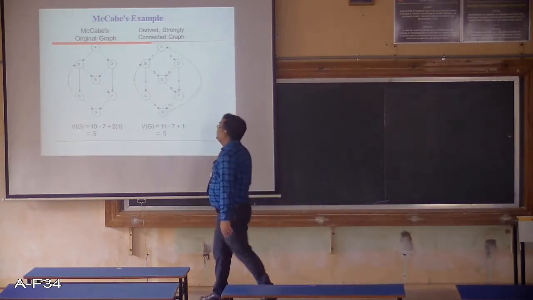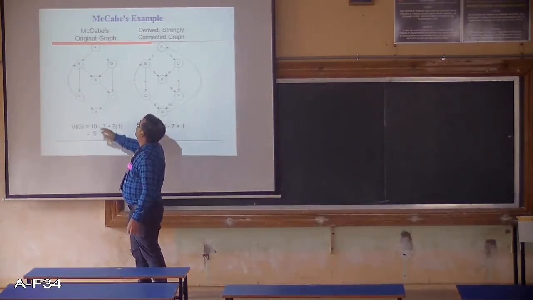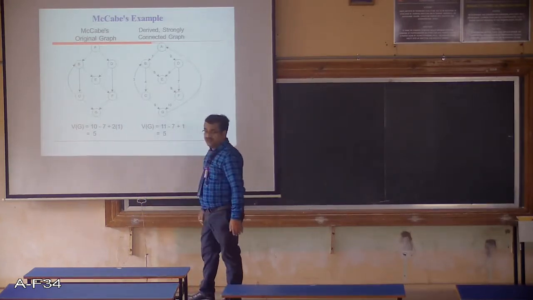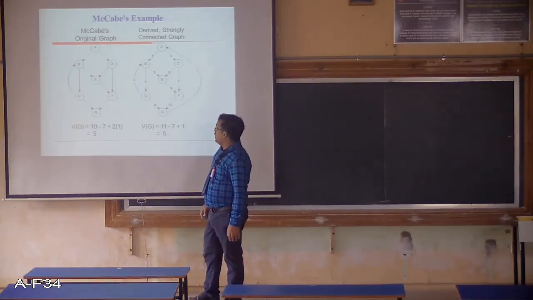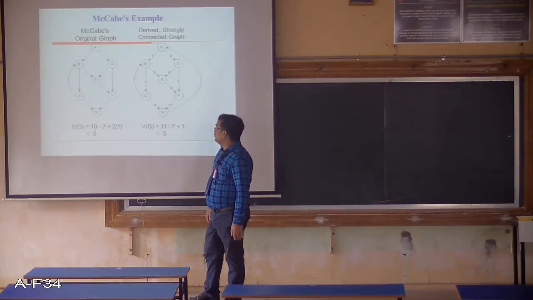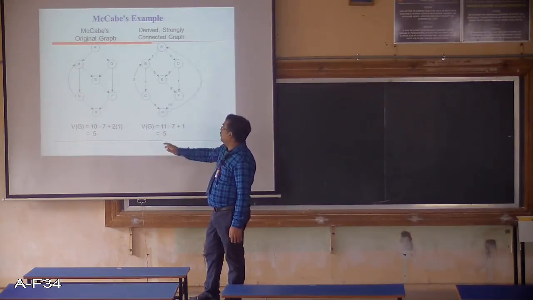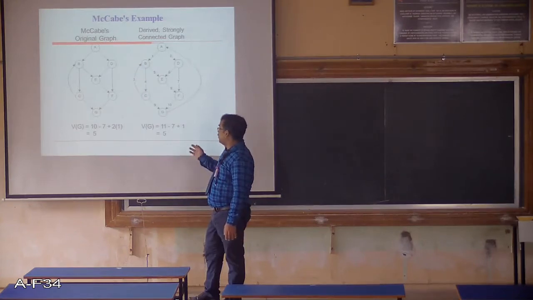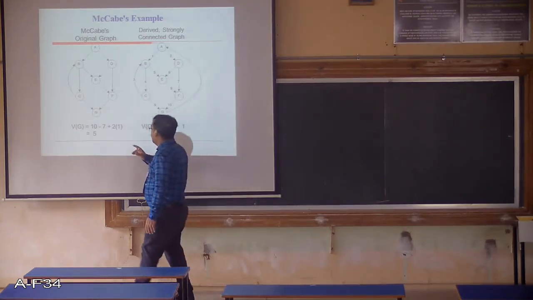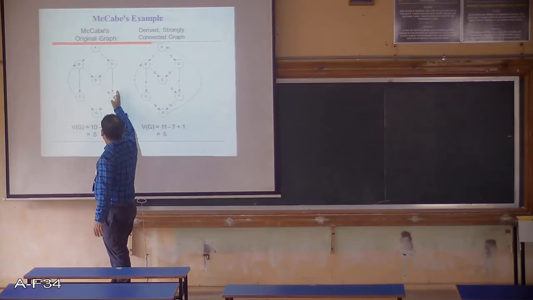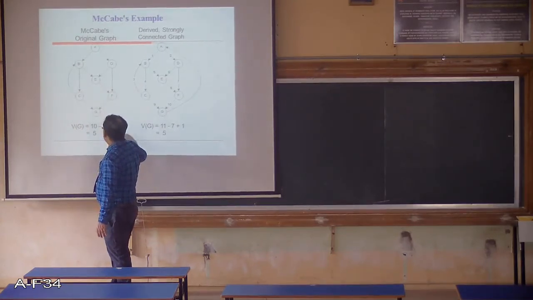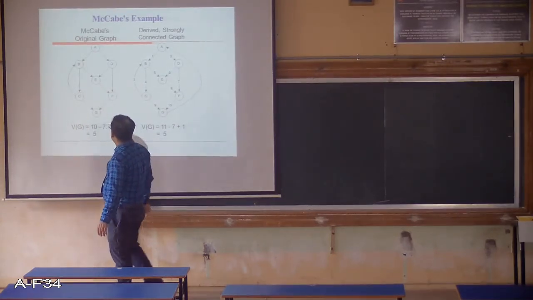So suppose this is the original graph where you have how many nodes? 7 nodes. How many edges? 10 edges. But this is not a strongly connected graph. So you have the cyclomatic complexity calculated as 5, because we are considering 2 regions here, one is this independent path and this one is another path. So there are 2 regions for which it comes as 5.